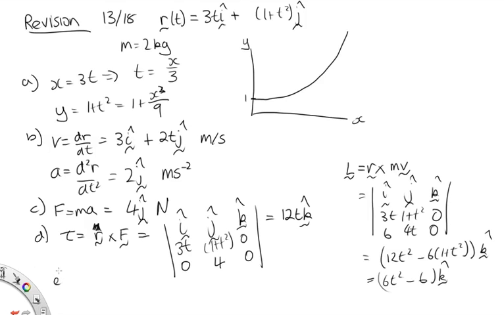Part E says, show that your result in D satisfies that the torque is equal to dL/dt. Okay, let's calculate dL/dt. We need to take the derivative of this with respect to time. So the derivative of this is 12t. The derivative of 6 is 0, and this is in the k direction. This is equal to this, so this is equal to the torque. So we've shown that dL/dt is equal to the torque in this case.